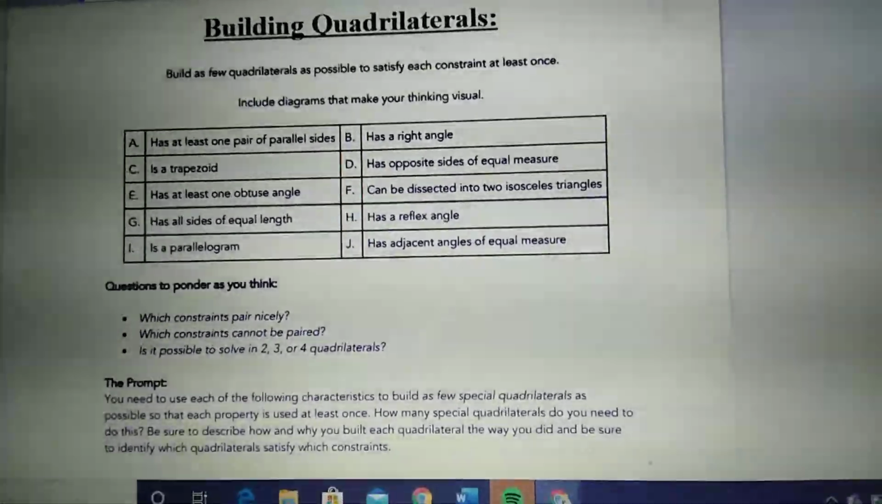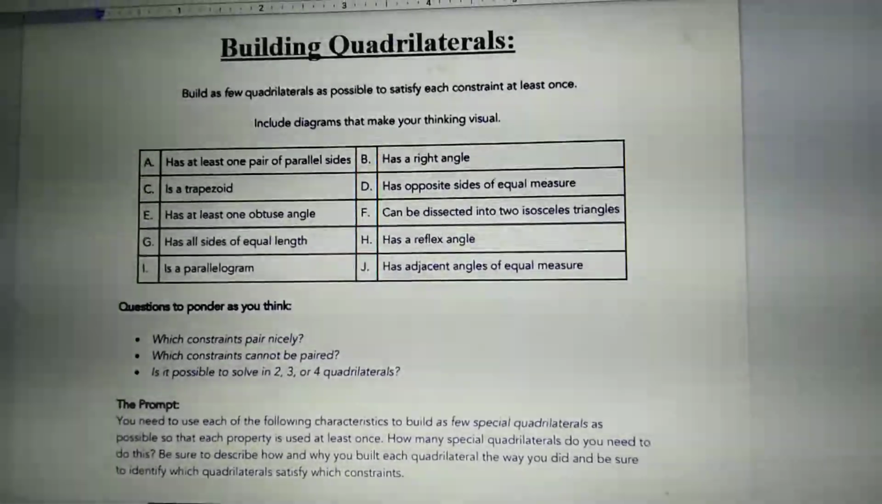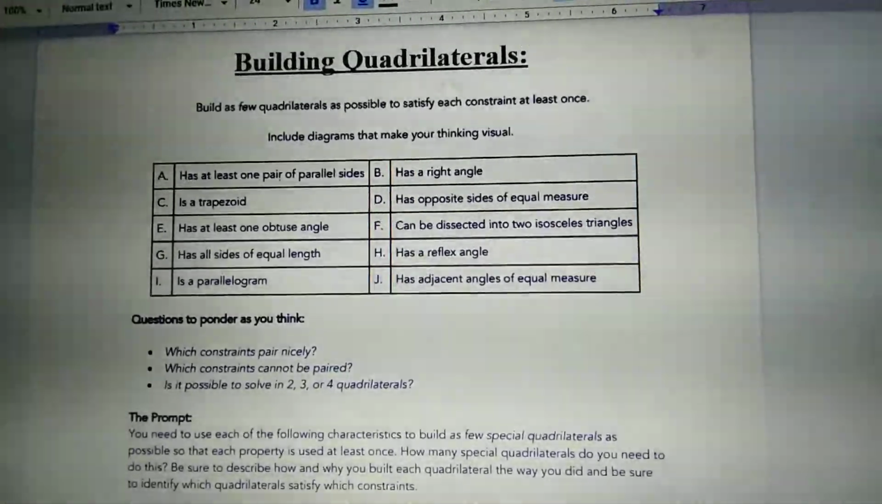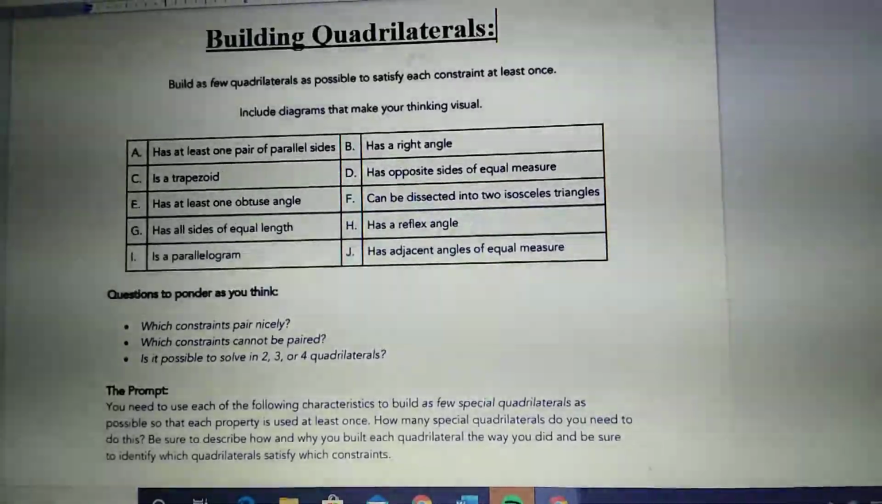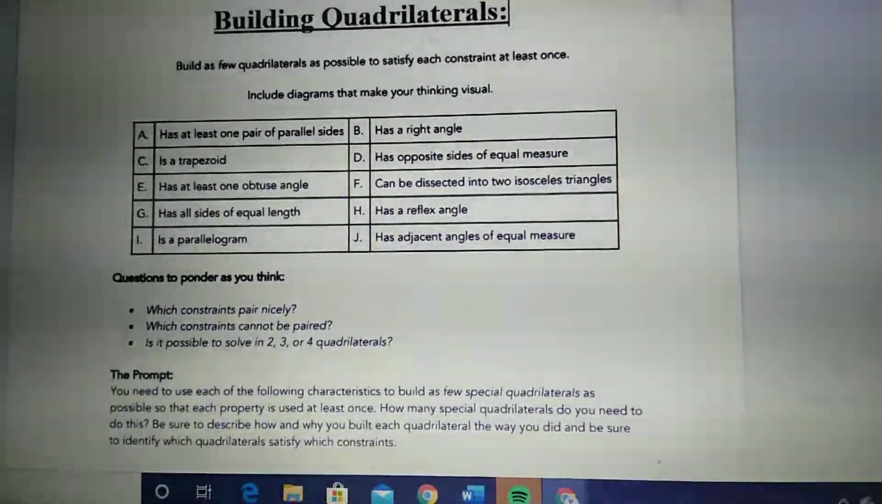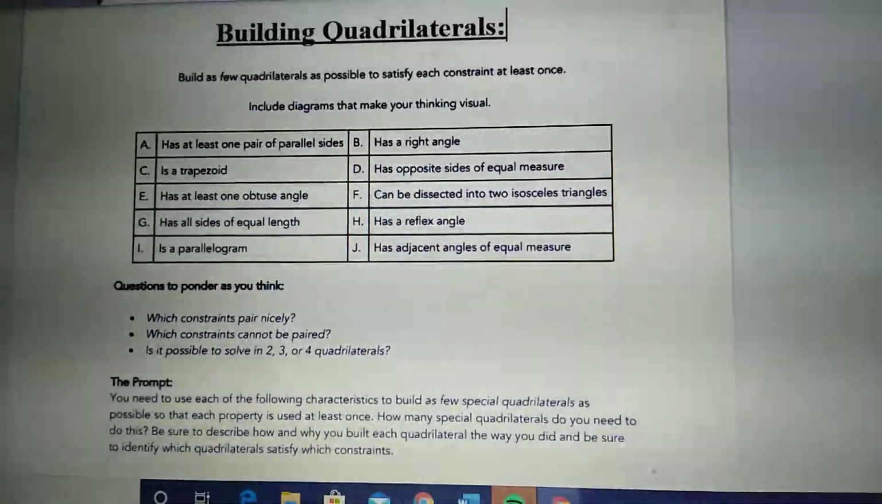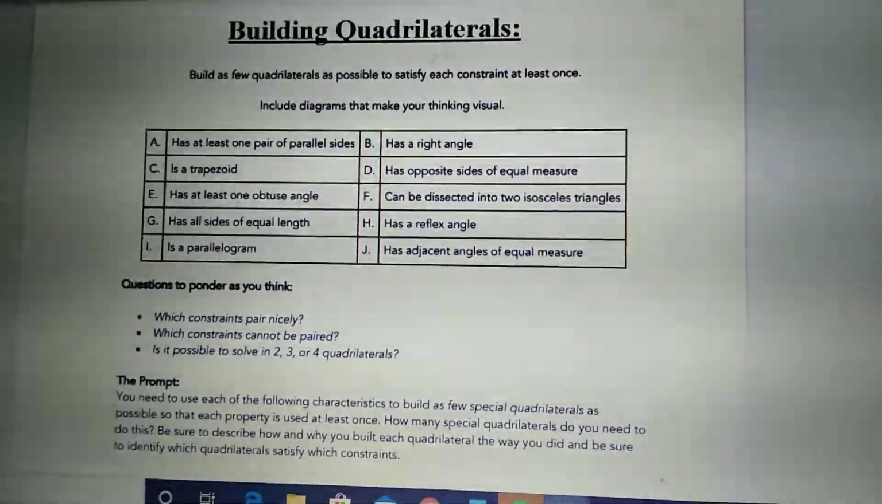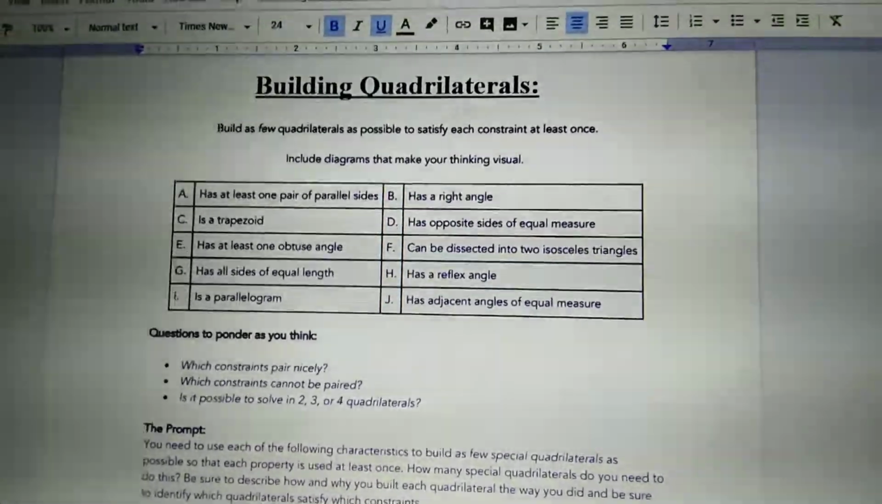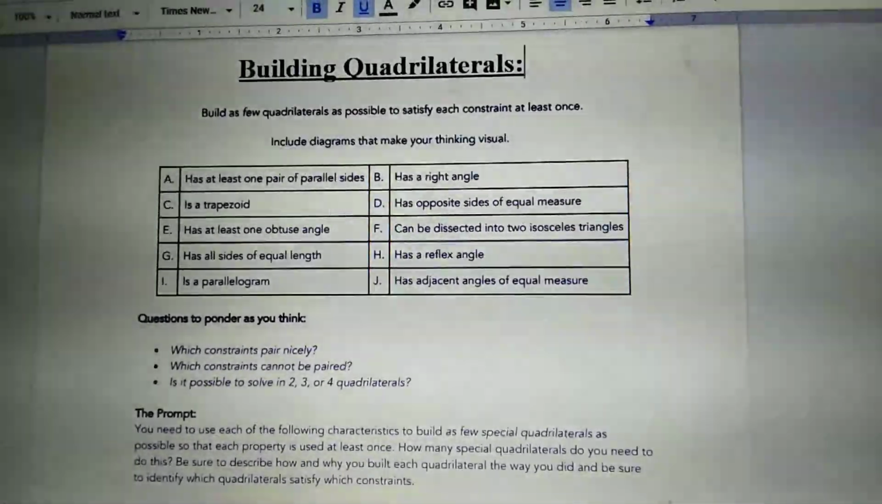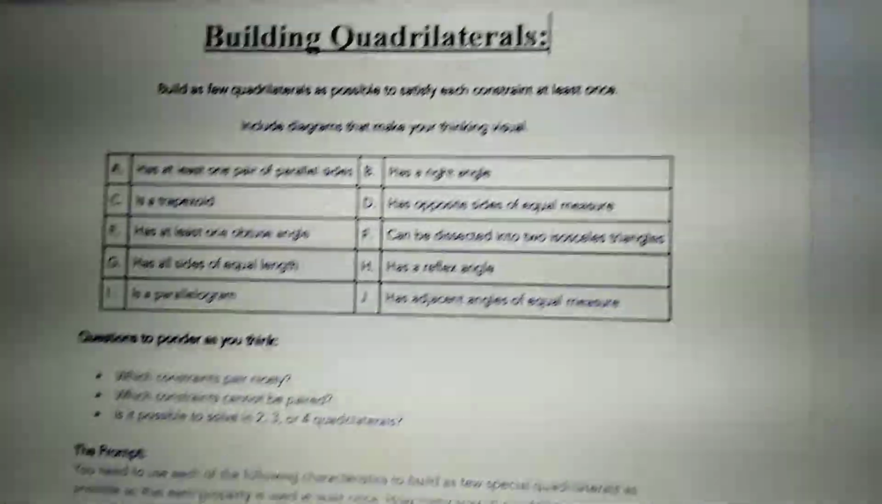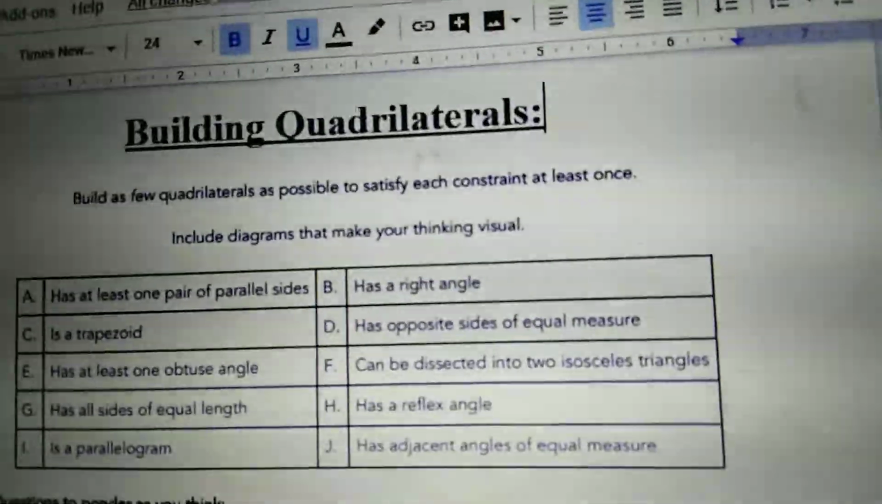Hello guys, today I'm going to be talking to you about my building quadrilaterals assignment. So what I'm supposed to do here is build as few quadrilaterals as possible to satisfy each constraint at least once. And I also needed to include diagrams which show my visual thinking, and of course I did. And here are the constraints.